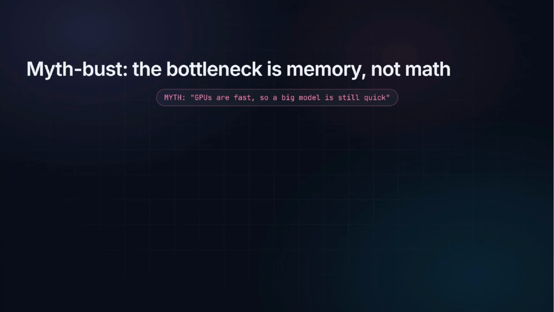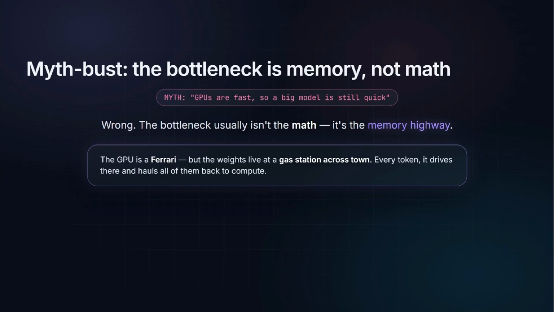Here's a myth worth busting. GPUs are fast, so a big model should still be quick. Wrong. The bottleneck usually isn't the math at all. It's the memory highway. Think of the GPU as a Ferrari, and the weights as fuel at a gas station across town. Every single token, the car has to drive over and haul all the weights back before it can compute. Real numbers. A 70 billion model in half precision is about 140 gigabytes of weights.